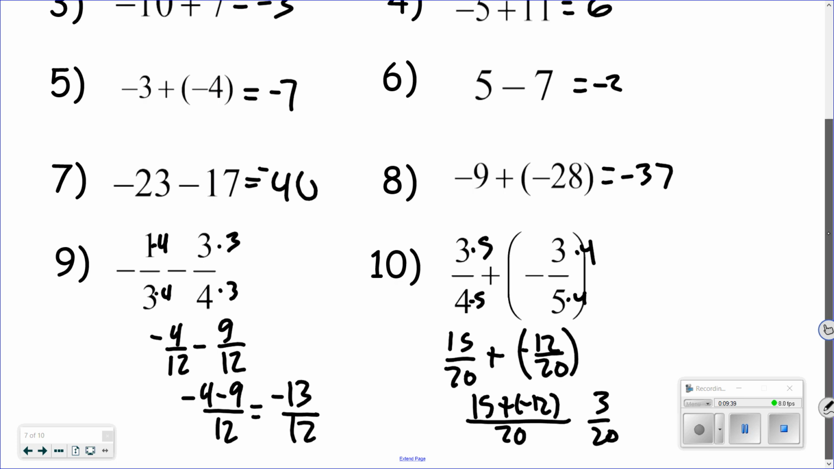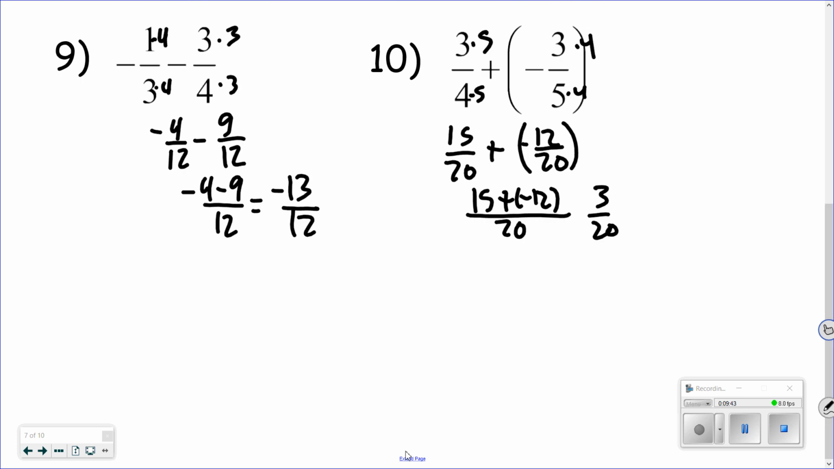9 and 10, we're adding and subtracting fractions. I worked down through those. I got a common denominator first, and this first one was 12. So it stays 12. I just take the top and go -4 minus 9. Well, -4 is moving left, -9 is moving left. So I add them together. They're both negative. So -13 twelfths. The second one, 20 is your common denominator. I times them by 5.